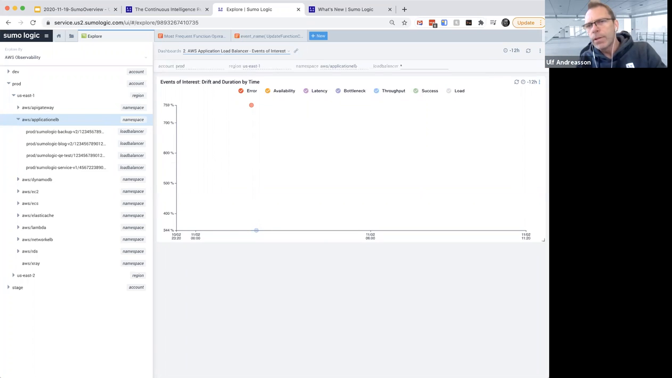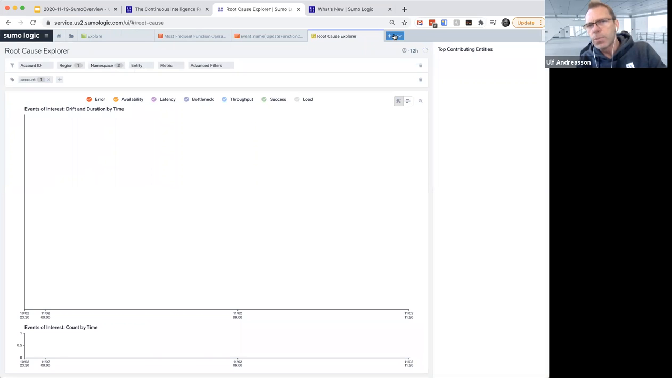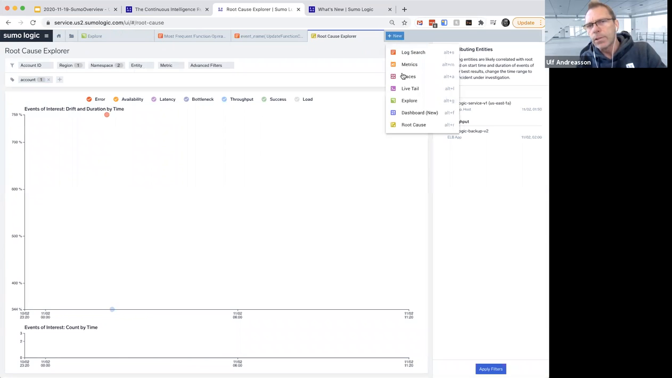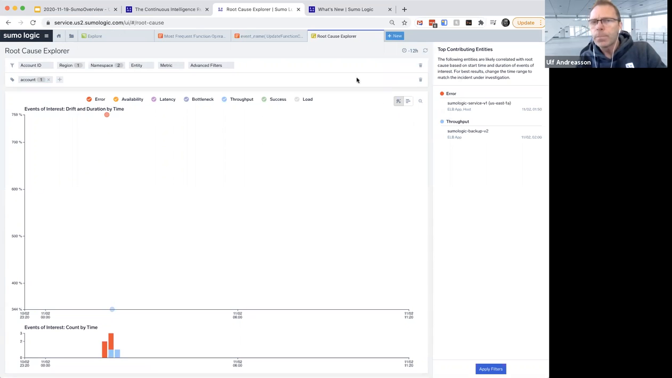So let me open this up in the full Root Cause Explorer. Root Cause Explorer is also something that you can get to from here, so you have that available here, as well as one of the tabs that you can open up. But this basically shows me interesting events that could have happened or that I should probably focus on. And I can open up the window here even further.